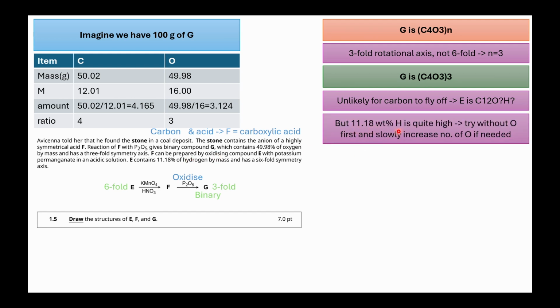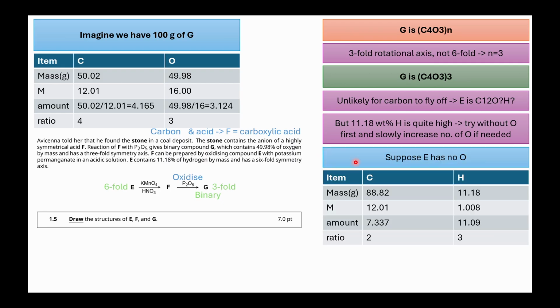And you notice that 11 point something percent of hydrogen is quite high as a weight percentage, because hydrogen is quite light as an element. So we're going to try without oxygen first, instead of starting with the highest possible number of oxygen, and then we're going to slowly increase the number of oxygen if needed. So suppose E has no oxygen, you have your carbon, you have your hydrogen, do the usual thing, mass, so 11.18, 100 minus 11.18 is 88.82, and then molar mass, divide, get the amount, and just nice, you have a ratio.